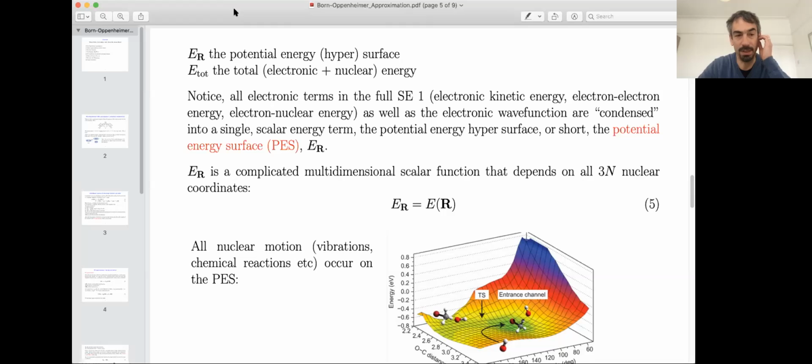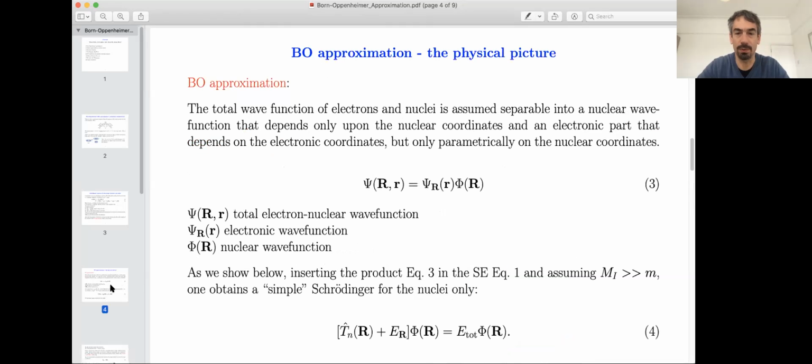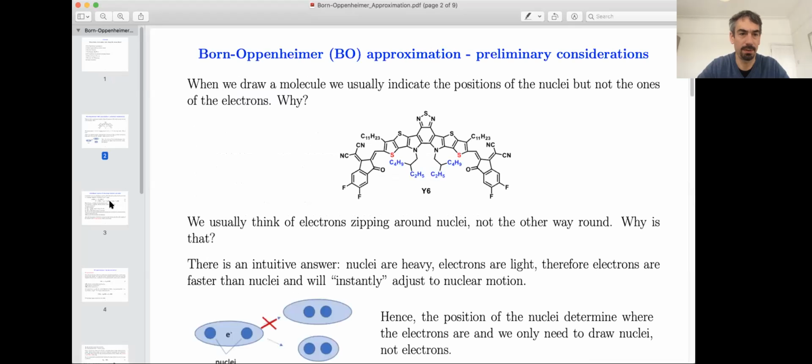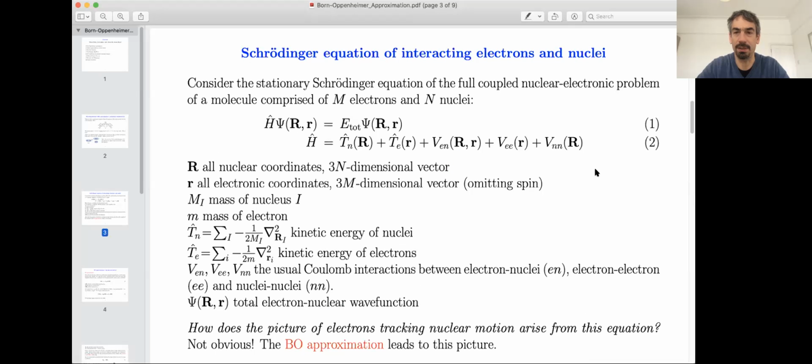Okay, good. So this is the total Hamiltonian in equation 2, and the question was whether the potential energy surface includes the nuclear interaction term, which is this VNN. Yeah, that was the question.